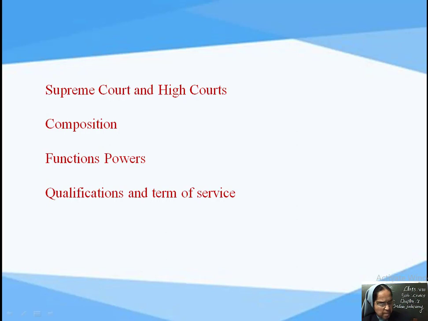Age of retirement. Supreme Court judge is 65 years. Age of retirement. High Court judge is 62 years.